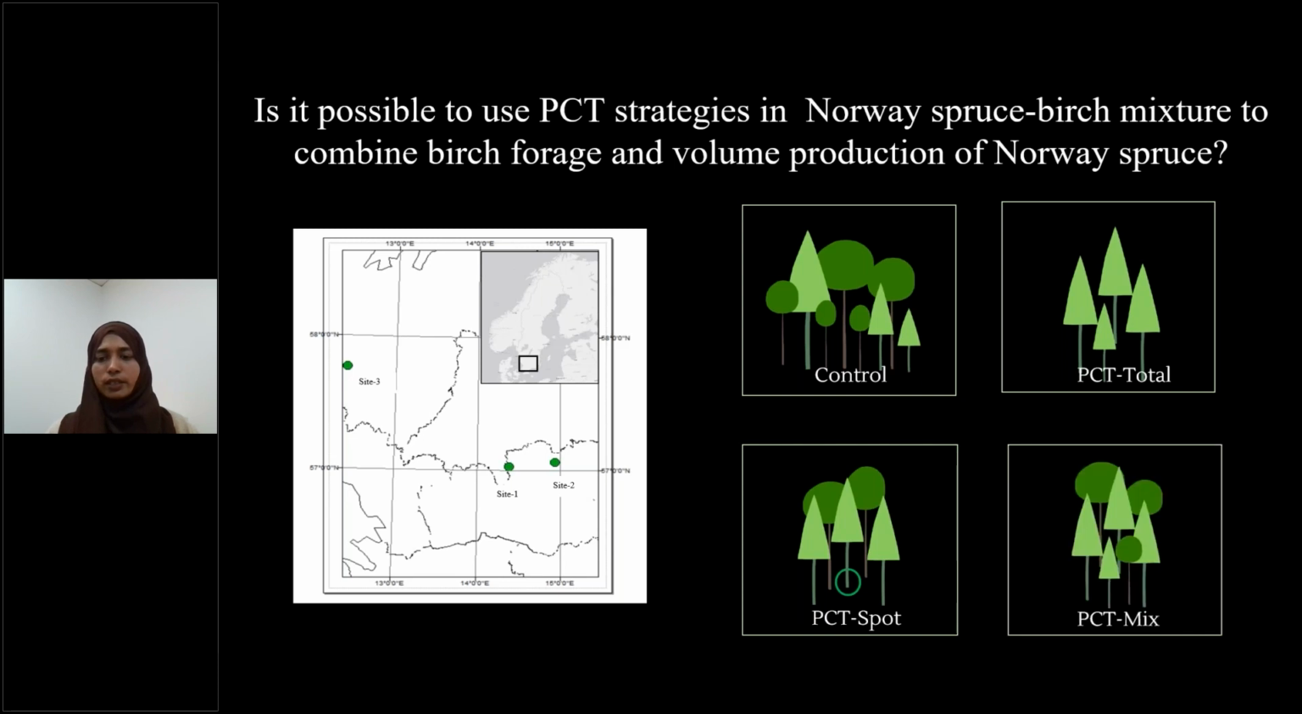And the last one, PCT mixed, so we had 2,000 Norway spruce per hectare, and we also kept 2,000 birch per hectare and removed all other broadleaves. So there are 4,000 trees per hectare there.